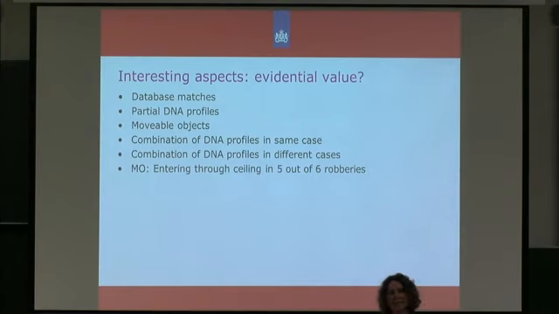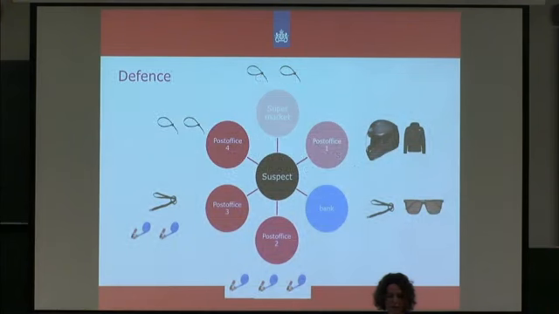So there are several interesting aspects about this case, and the question is, what is the evidential value of all this? So we have database matches, partial DNA profiles sometimes, we have movable objects, we have combinations of different DNA profiles in the same case, but also in different cases. And we have a similar modus operandi, entering through the ceiling in 5 out of 6. And the defense were saying that this was basically all coincidence.